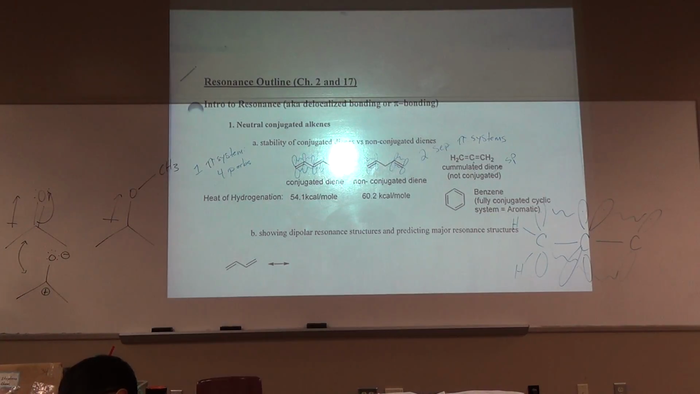What is a resonant structure? A resonant structure is nothing more than just an alternative flow structure where all you've done is move pi electrons. You don't move atoms, because if you start moving atoms, you're no longer doing resonance, you're showing a different compound.